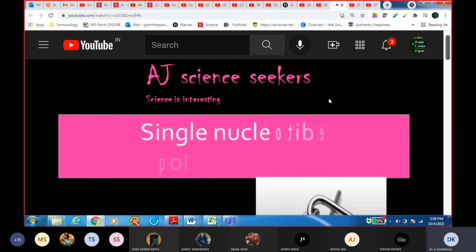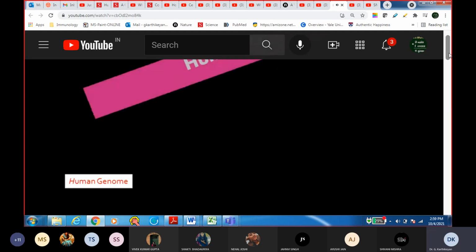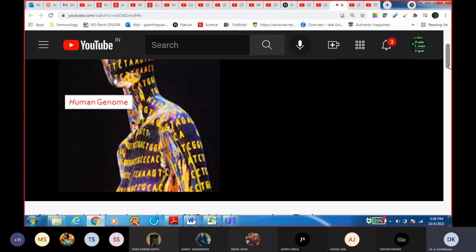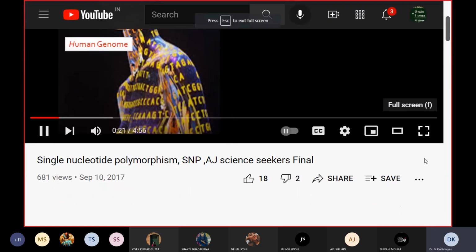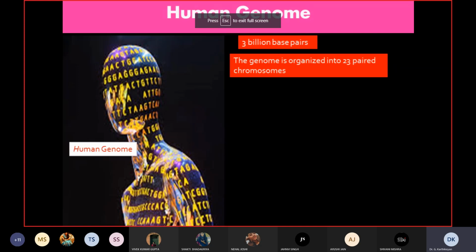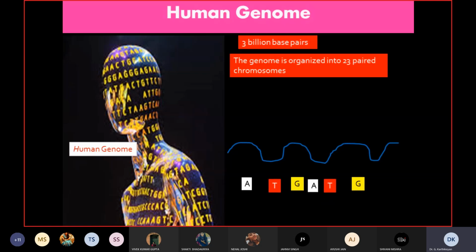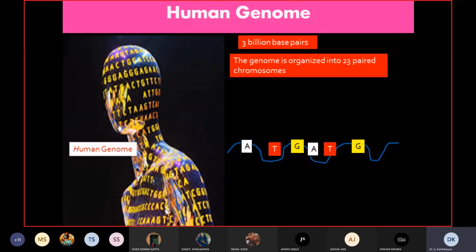Single nucleotide polymorphism. Human genome consists of about 3 billion base pairs in the form of DNA. DNA sequence is formed of a chain of 4 nucleotide bases: adenine, guanine, cytosine, and thymine. Double-stranded DNA is bound due to complementarity between adenine and thymine, guanine and cytosine. DNA is the code book for how each individual forms, appears, grows, and operates. The genome is organized in 23 paired chromosomes.